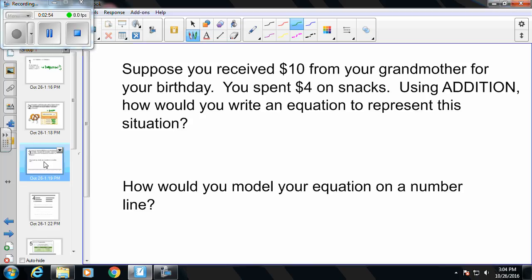So let's start with a money example. Suppose you received $10 from your grandmother for your birthday. You spent $4 on snacks. Using addition, how would you write an equation, meaning we have an equal sign, to represent this situation? So I have $10. How much am I adding to it? Oh, I'm spending $4. That means my direction's going in the negative. And how much money do I have left? If I started with 10, I spent 4 on snacks, means I have 6 left.